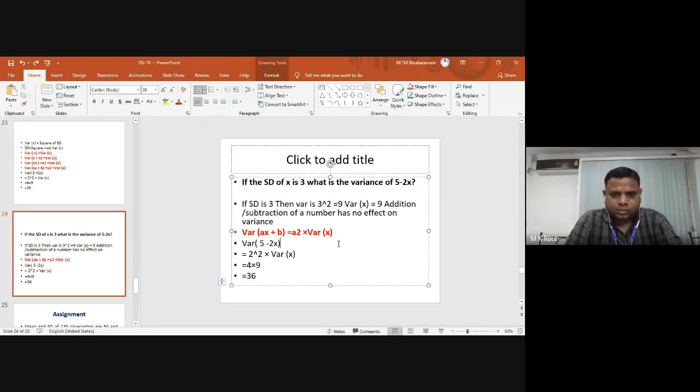Look here, 3 whole squared is 9, and the variance of x is equal to 9. Addition and subtraction of a number has no effect on variance. That is why I write the variance of 5 minus 2x equals 2 squared into the variance of x, that equals 4 into 9, that is equal to 36.